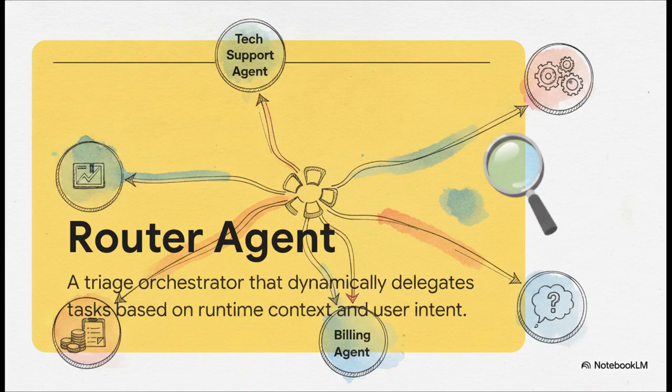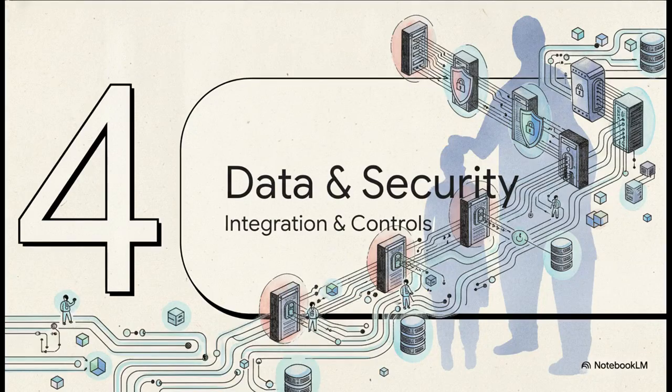To actually manage those patterns, we implement what's called a router agent. Think of the router as our triage orchestrator. It doesn't actually do the heavy lifting itself. Instead, it acts as an intelligent dispatcher, dynamically delegating tasks to the right specialist agents based on the runtime context and what the user actually wants. Nailing this implementation is exactly how we avoid those dreaded infinite handoff loops. It ensures a billing issue goes straight to the billing agent and a tech support issue goes to the tech support agent.